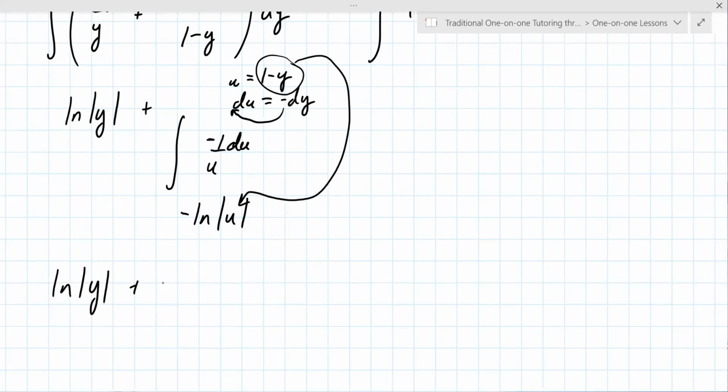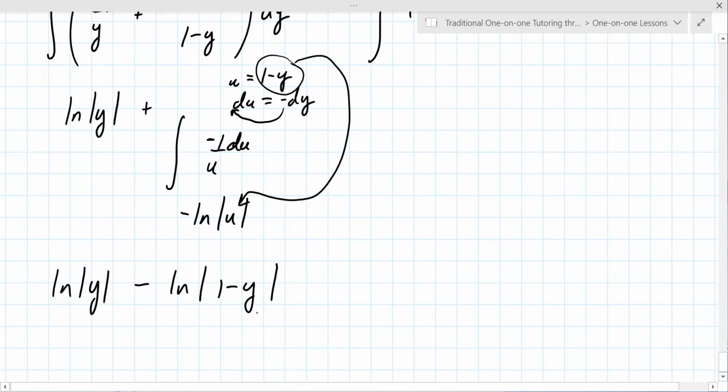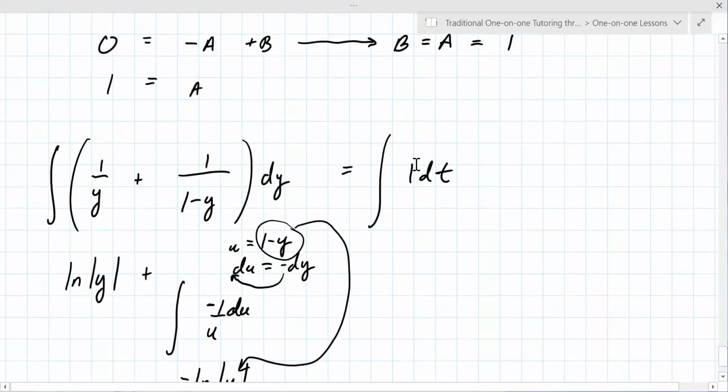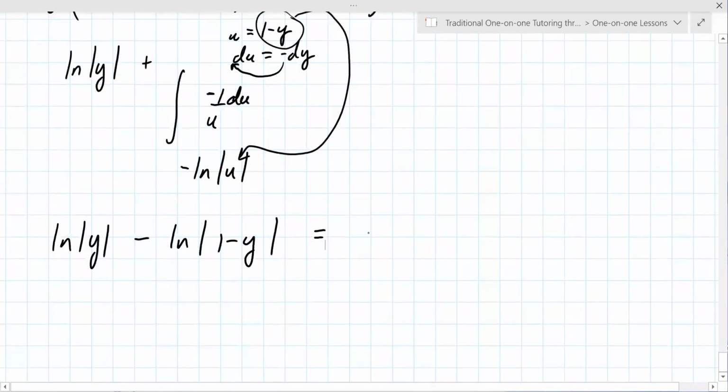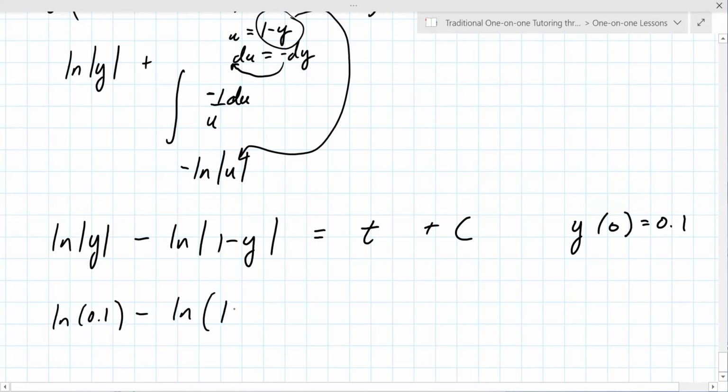So it looks really similar. You might think, oh, well, hey, Matthew, it's kind of the same thing. It is. It's natural log absolute value 1 minus y. But you have to remember that when you take the derivative of 1 minus y, you get a negative. That's why you have to undo it with the negative out here. The right-hand side is 1 dt, so that just becomes t plus c. Then we have this y of 0 equals 0.1. That's your initial value. So we go natural log 0.1 minus natural log 1 minus 0.1 equals 0 plus c.